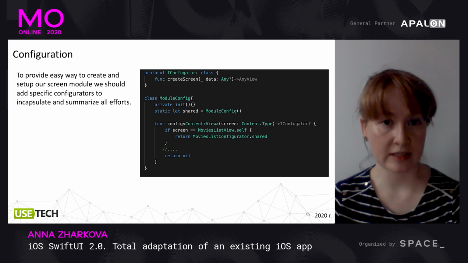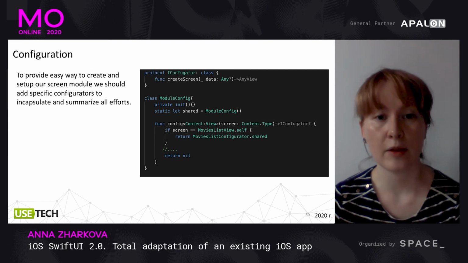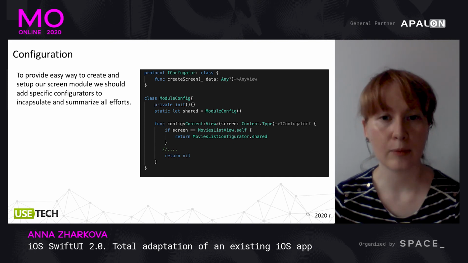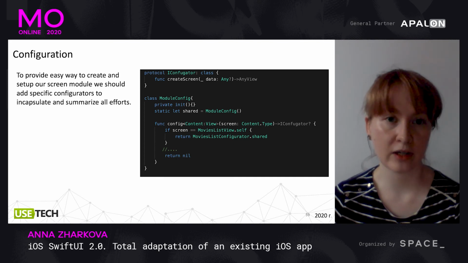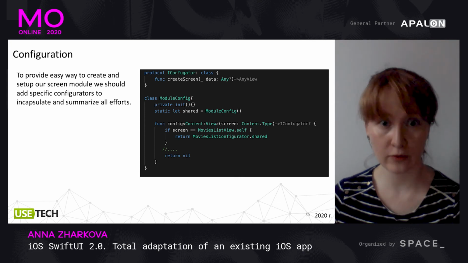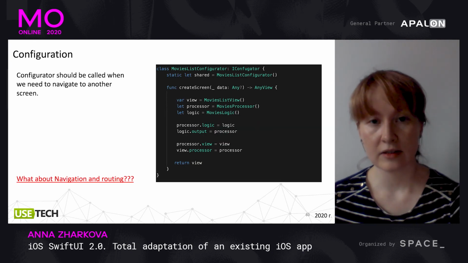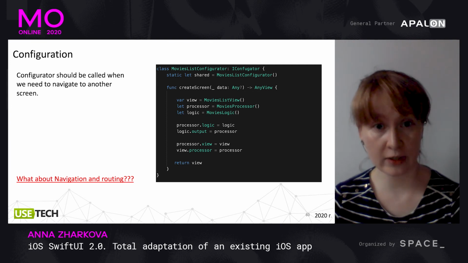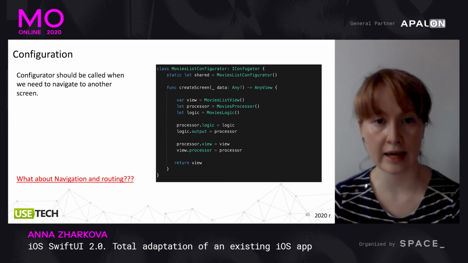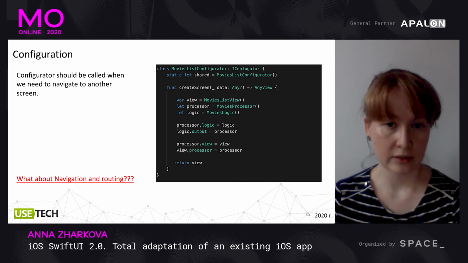To provide an easy way to create and set up our screen model, we should use some configurator. It will take the type of our view, create a specific configurator for it, and then turn our view into AnyView. It is a common type, like Any object, but for views. So in a specific method in the specific configurator, we will perform initialization of our view with all its elements, put it together, and then return our view.